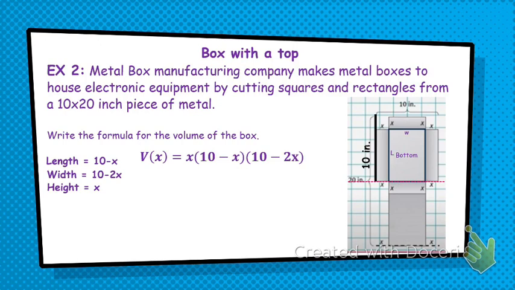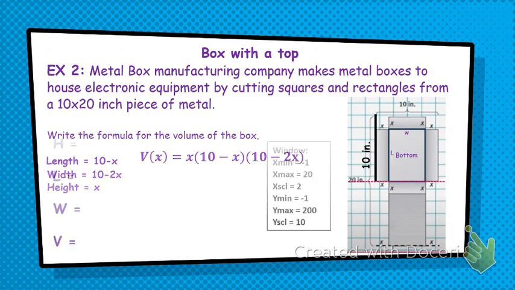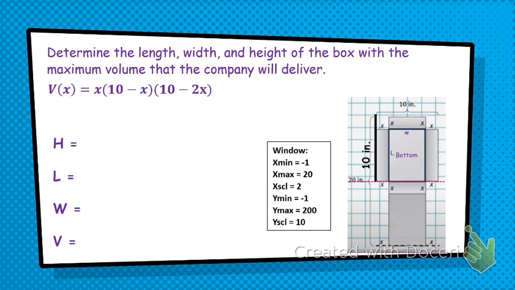So now we have this volume that looks like this, and we're going to do the same thing. We're going to plug this into our calculator using this window. And when we do, we should get a max from the calculator of 2.1 and 96.2. So that 96.2 is my volume. The 2.1 is my height that I need to cut out.